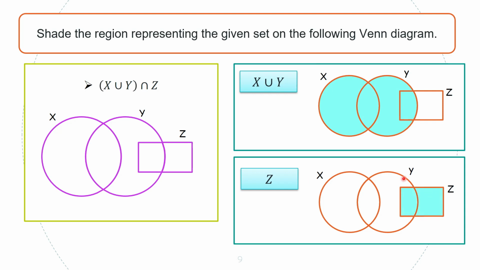Okay, like this. So the question asks to find the bracket X union Y intersect set Z. Intersect means the common elements from both of these shaded regions. From both of these shaded regions, we can see that this part and this part are the common elements. So the final answer is this part.